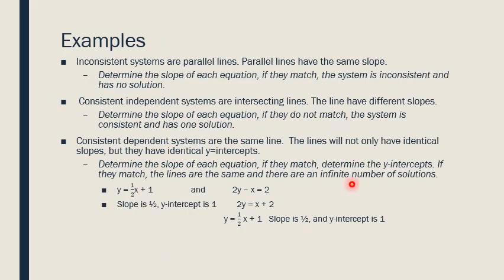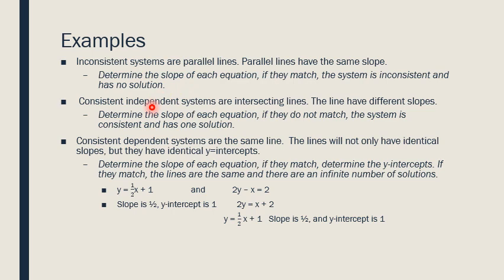Here are some examples. Inconsistent systems are always parallel lines. So if you're looking at the graph, easy peasy. But you might not be looking at the graph. You might be looking at the equations. What do you know about parallel lines? Well, if you can determine the slope of each equation, and they match, you know that those two lines are parallel and they will be an inconsistent system of equations and will never intersect.